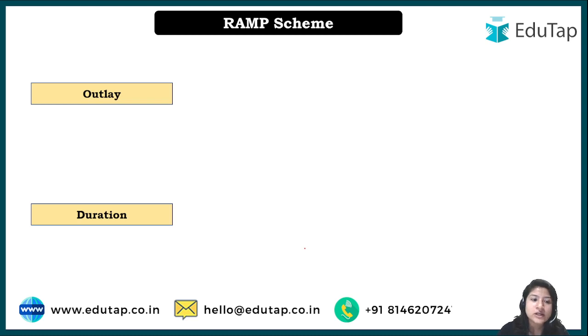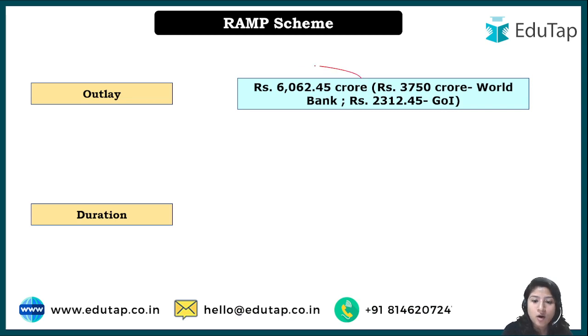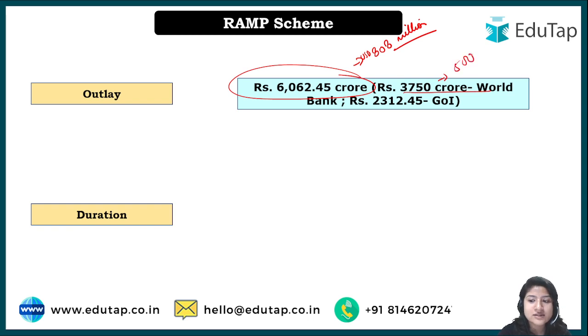Now let's look at the outlay. What is the financial outlay for this particular program or scheme? It is approximately 6,000 crore, which is around 808 million USD. Of that, approximately 3,750 crore, that is 500 million, will be taken from the World Bank, and the rest, around 308 million, will be taken by the Government of India. This 500 million will be taken as a loan from the World Bank, and the rest of it will be taken care of by the Government of India. So that is the financial outlay.